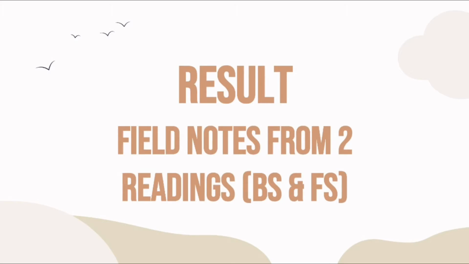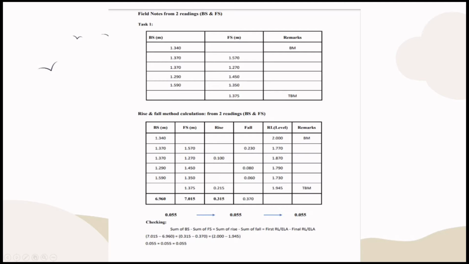Result for field notes from 2 readings, BS and FS. From doing this leveling lab, we get field notes from 2 readings, which are backsight and foresight. For the backsight in meters, we get 1.34, 1.37, 1.37, 1.29 and 1.59. And for the foresight, we get 1.57, 1.27, 1.45, 1.35 and 1.375.